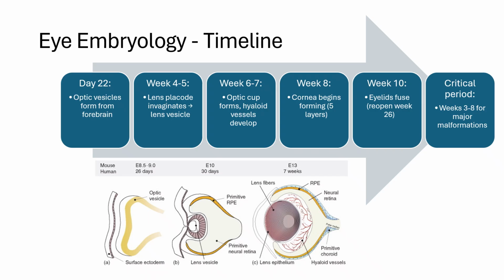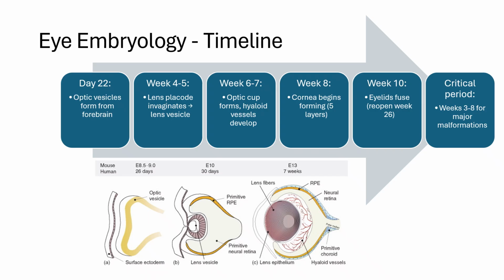Week 8 brings corneal development with its 5 distinct layers forming in sequence. The precision required here explains why minor disruptions cause significant visual impairment. By week 10, the eyelids fuse, protecting the developing eye until week 26, when they reopen. Premature infants born before this reopening have fused eyelids, a normal finding that families need reassurance about.